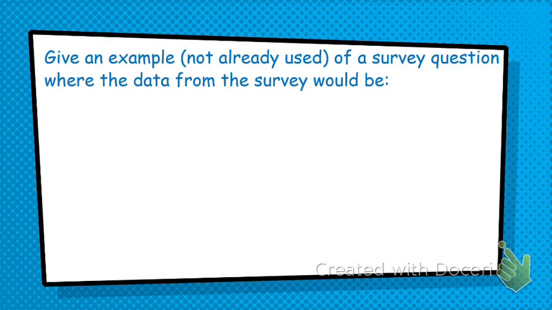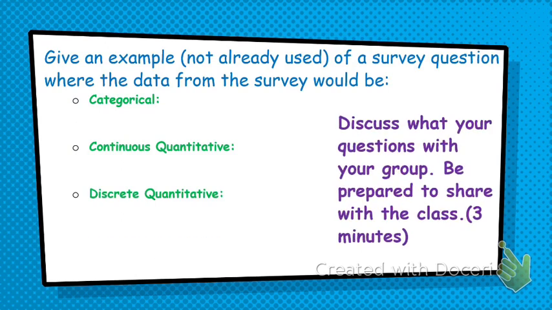So what I want you to do for a moment is to give an example that has not already been used of a survey question where the data from the survey would be one of the following. In other words, think about a question that you can ask somebody where the variable is going to be categorical or quantitative. These answers are going to vary once again, but pause the video for a second and see if you can figure out a possible question that you can ask where the results of that question would be categorical versus quantitative.